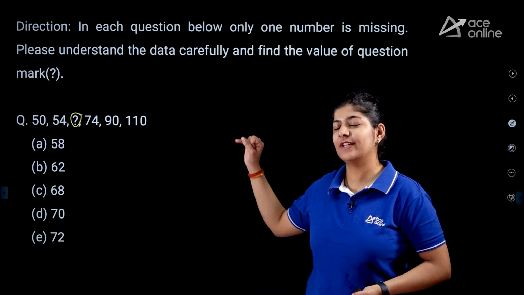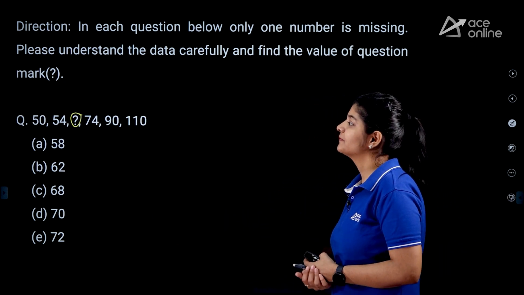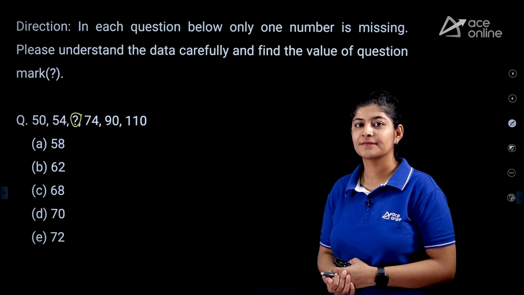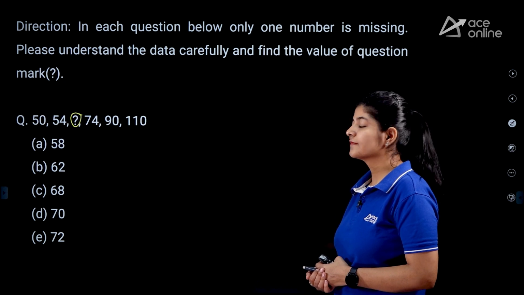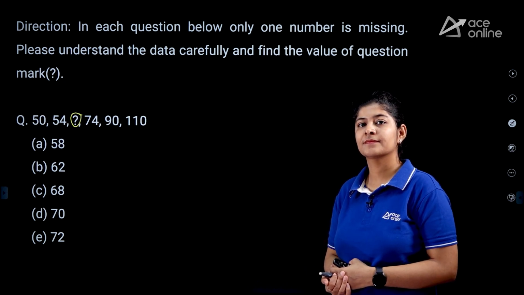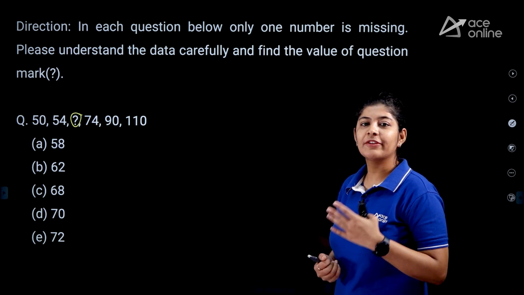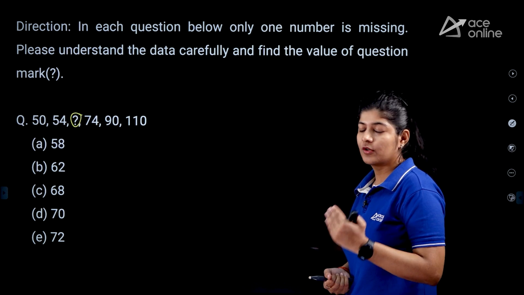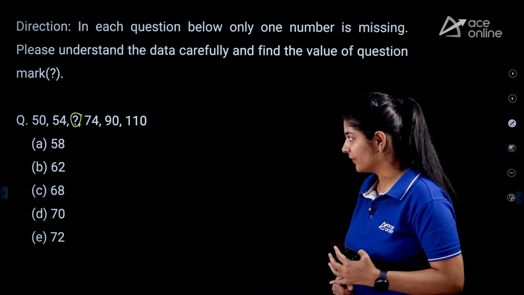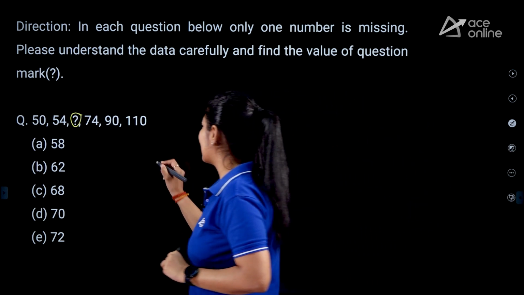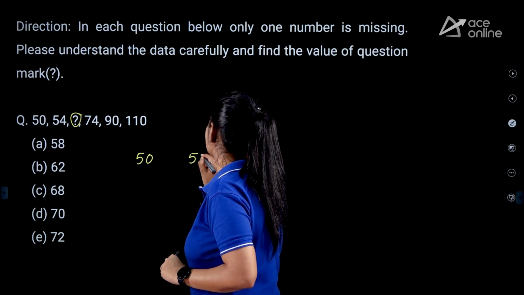And trust me, this one is a very easy type of series given. So you are having 50, 54, question mark, 74, 90, 110. The first number that I am having is 50, and after that I am having 54.